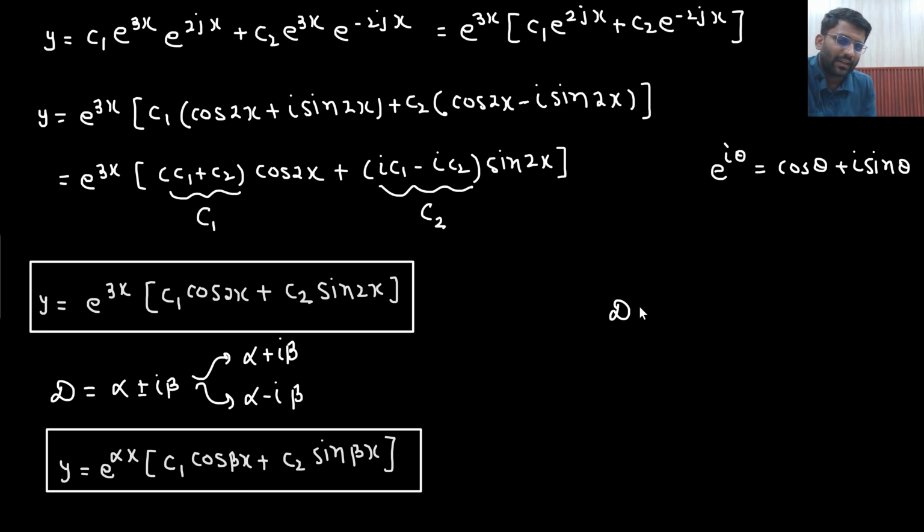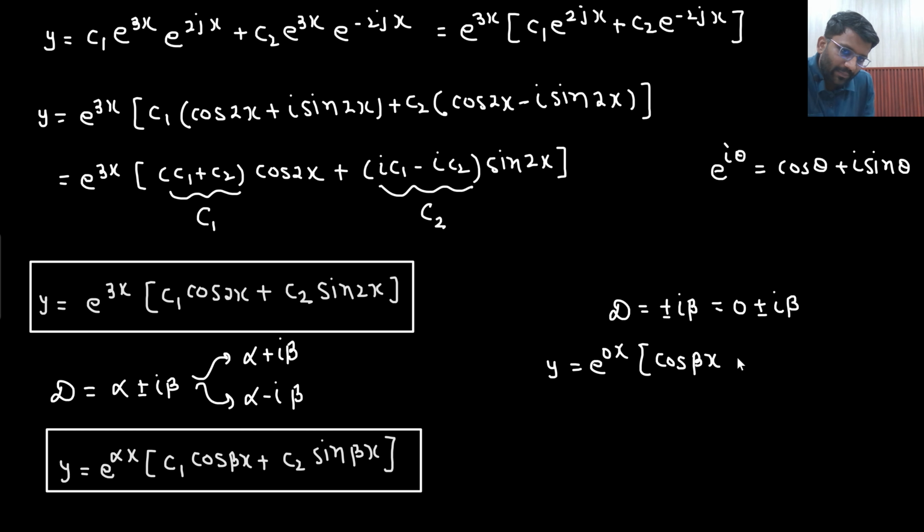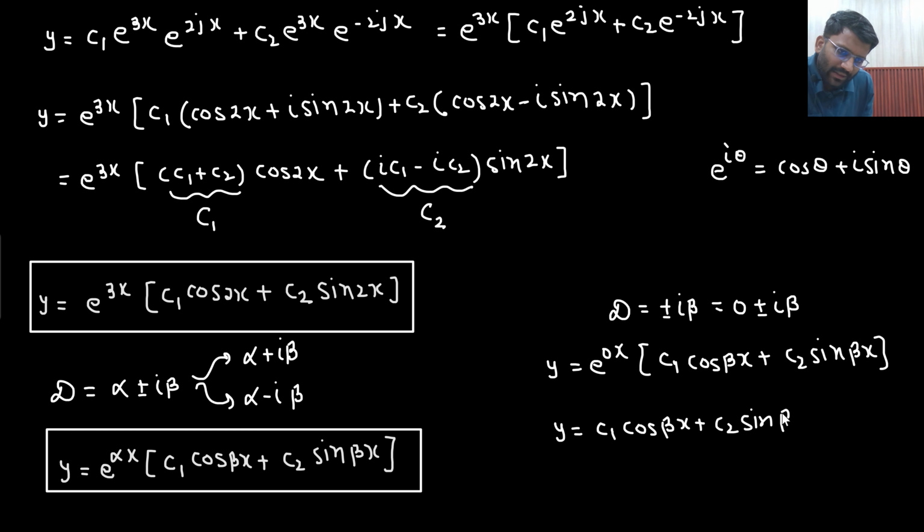What if, sir, the roots are plus minus iota beta directly? That means it is 0 plus minus iota beta. So what will be the value of y? The value of y will be e to the power 0x, C1 cos beta x plus C2 sin beta x. So e to the power 0x will be 1 only. So y comes out to be C1 cos beta x plus C2 sin beta x. There you go. This will be the answer.